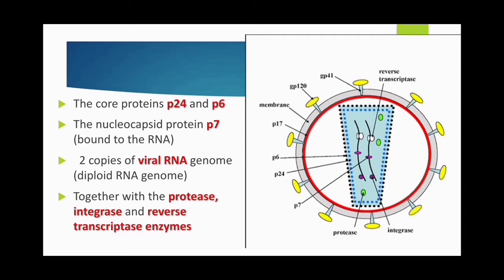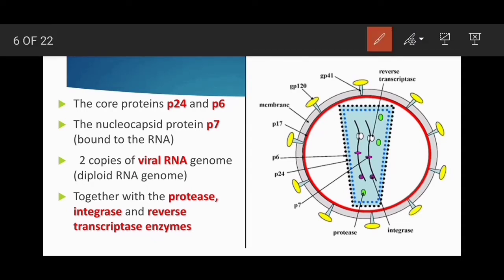In this figure, you can see the core parts more clearly. The core proteins are P6 and P24. P6 is the outer protein and P24 is the inner protein. The nucleocapsid protein is P7, which is bound to the RNA. Within the viral core lie two copies of viral RNA genome. It has a diploid RNA genome.